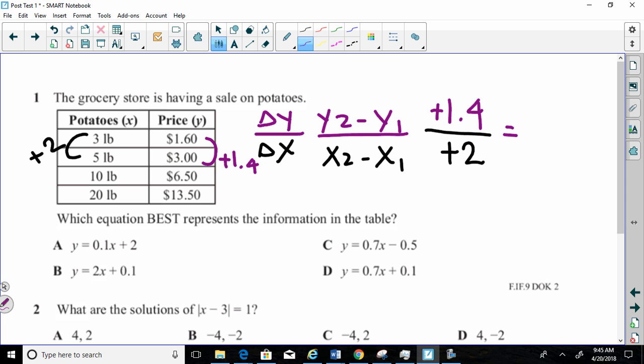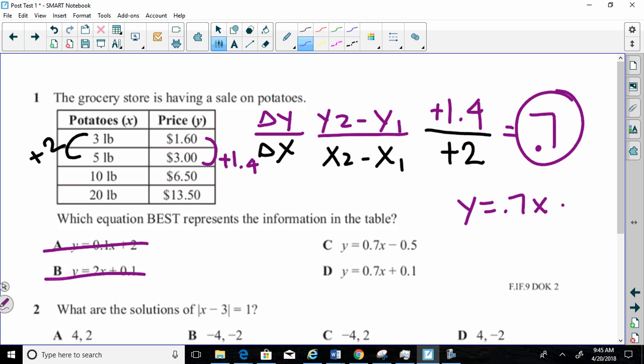What is 1.4 divided by 2? 0.7, right? So that's your slope. Which ones don't have a slope of 0.7? A and B. Then you can either find the y-intercept by taking y equals 0.7x plus b and plugging in a point for x and y and solving, or you could just plug it in. You know only one of these can work.